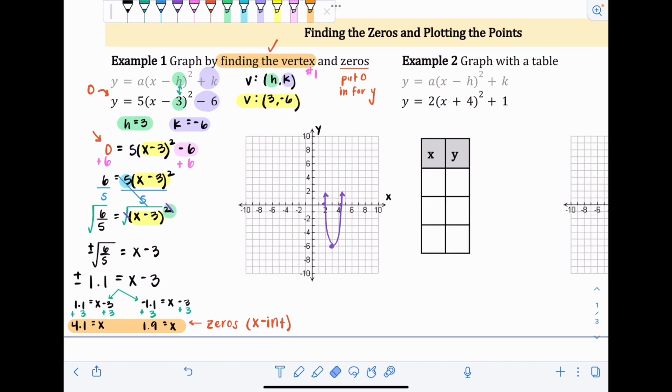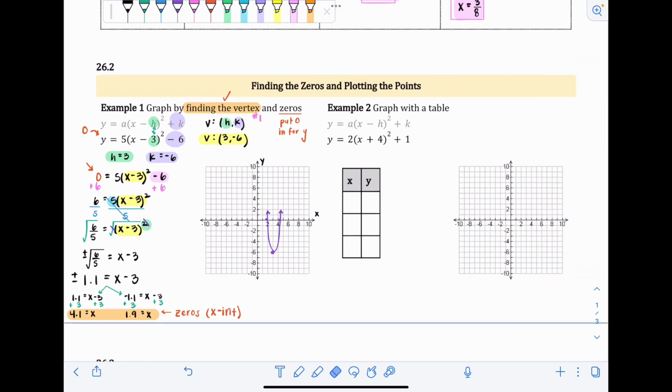Okay, so for example 2, graphing with a table. This kind of problem comes in handy if you have a parabola that maybe won't have zeros. I'll show you how we can determine that in a second. But when we graph with a table, the middle of your table, if you have 3 points, should always be the vertex.